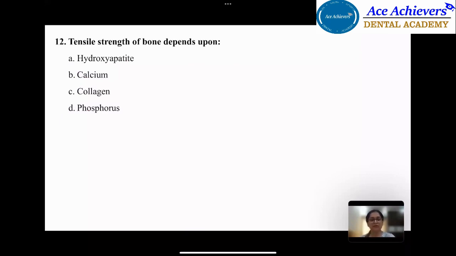Next question: the tensile strength of the bone depends upon? The options are hydroxyapatite, calcium, collagen, and phosphorus. Remember, the tensile strength of the bone depends upon both hydroxyapatite crystals as well as collagen fiber, but the better option here is collagen fiber. Still, we are doing research on this question, and we will be putting up the final correct answer in the book. With this, we are done with our dental anatomy and histology part.